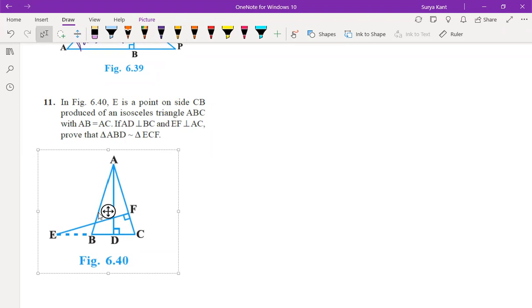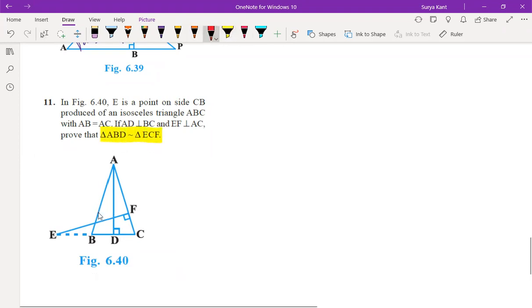See what they're asking, the triangles. Both the triangles you just draw separately. ABD, how it looks like? ABD is like this. And then ECF. ECF, your ABD, name it.